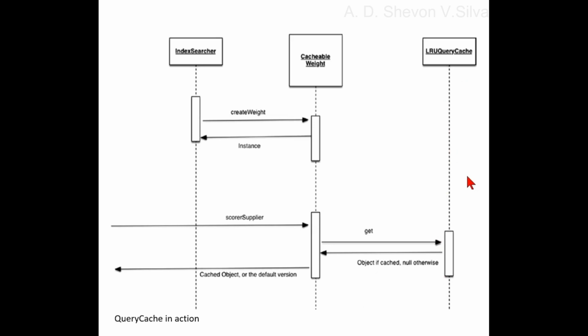Each query creates a Weight instance associated with the corresponding index searcher. The default index searcher implementation uses an instance of LRUQueryCache to cache the incoming query and create the CachingWeightWrapper instance.